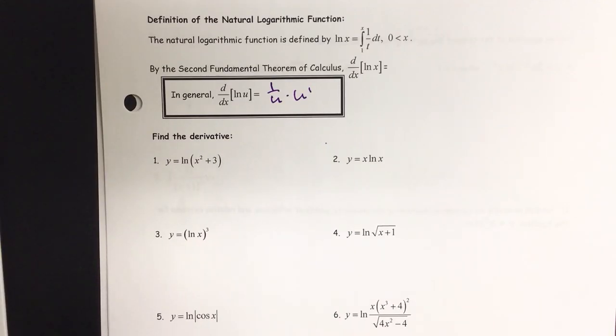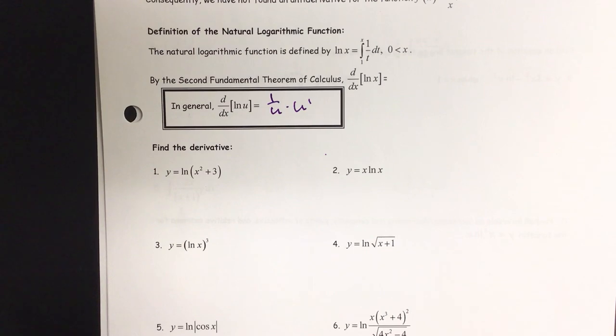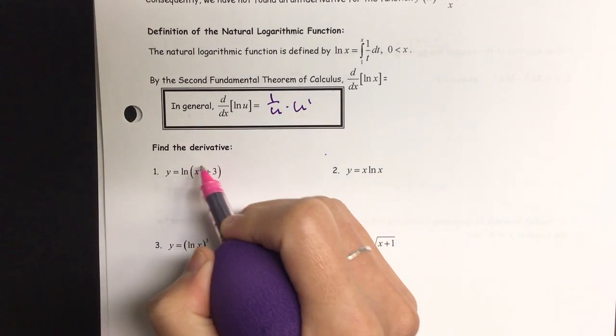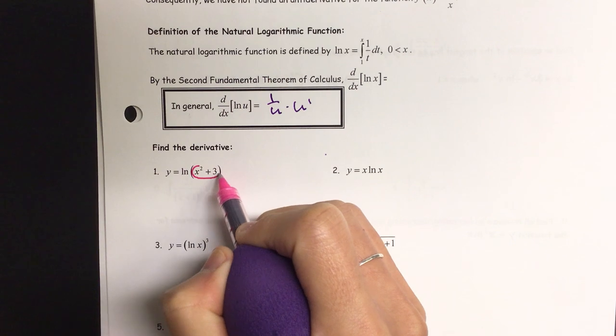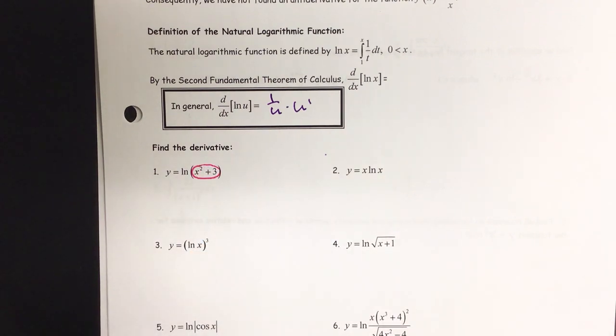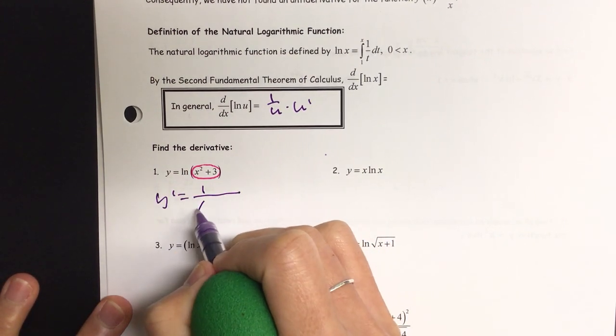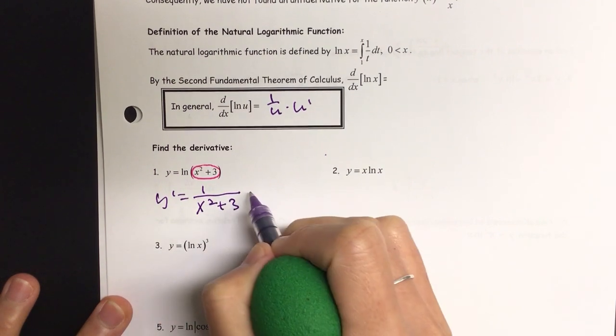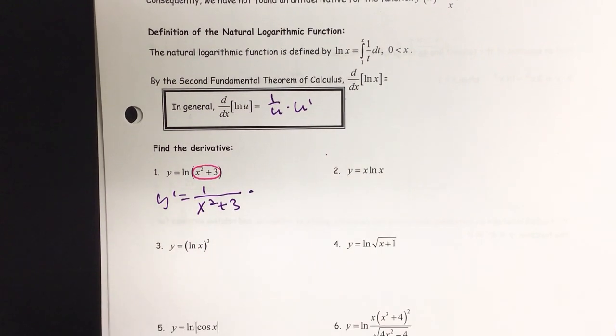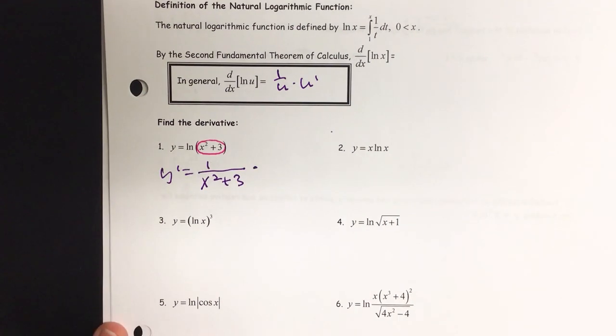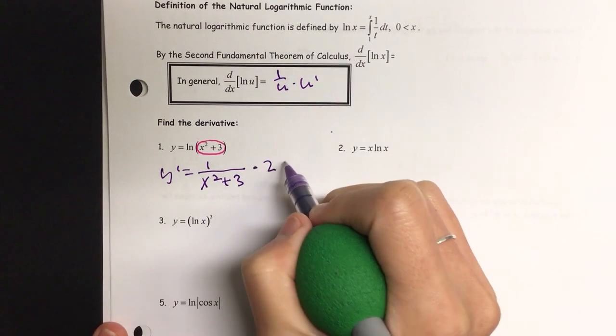All right? So on the bottom, let's go over the natural log from last semester. Go ahead and circle anything inside the natural log. And if I were to mimic this, it is 1 over u times u prime. So in this case, our y prime is equal to 1 over that inside, and we multiply that by the derivative of that piece. What is the derivative of x squared plus 3? 2x. And that's it.